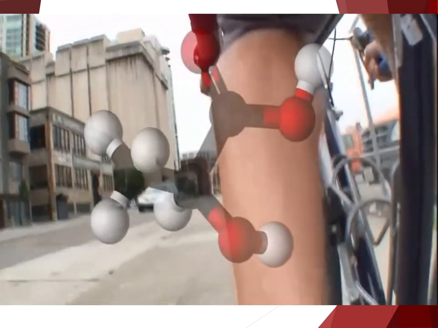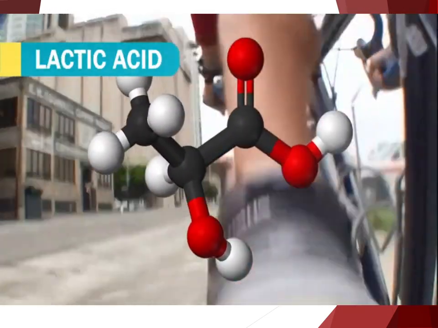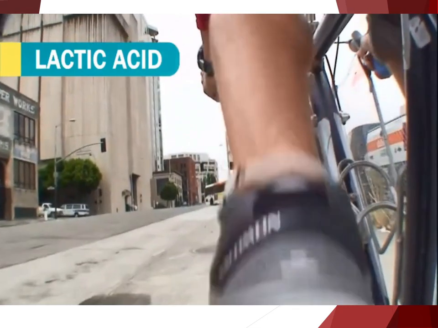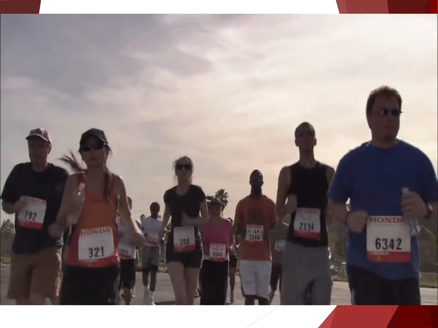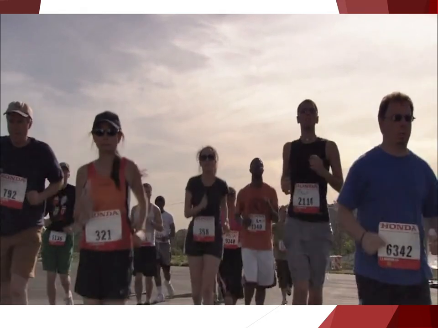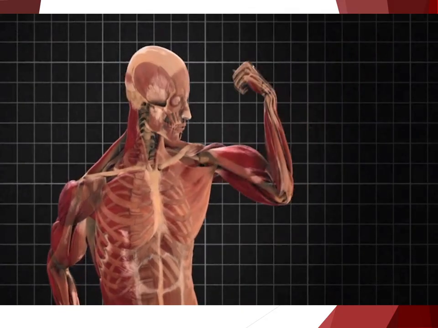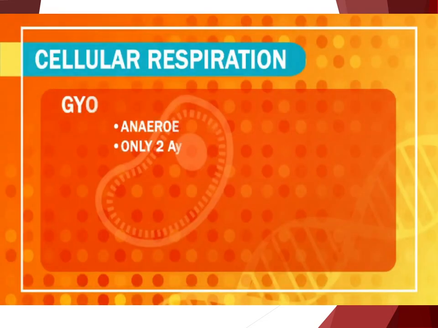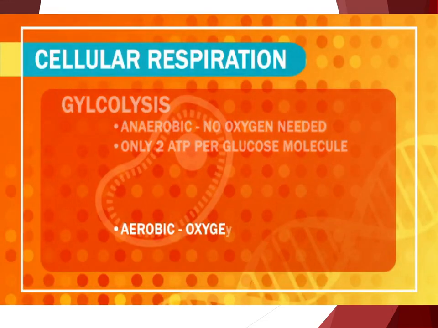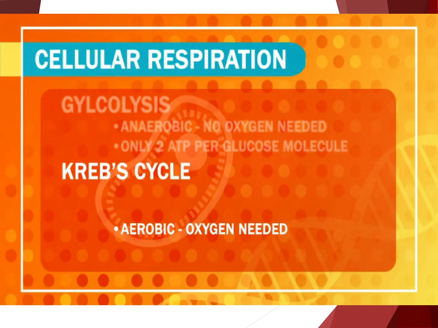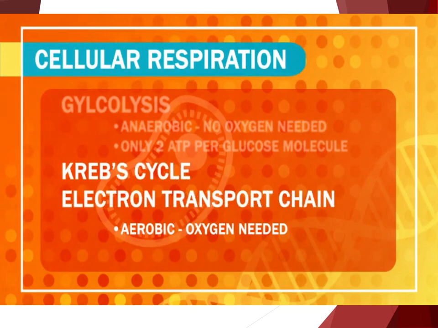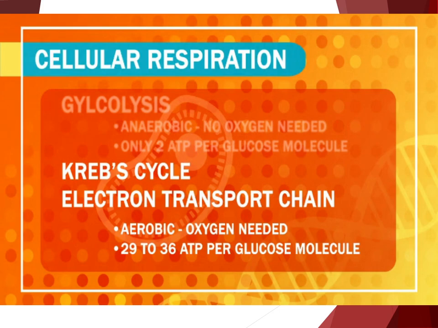In animal cells, fermentation creates lactic acid and causes a burning sensation in active muscles, a signal that not enough oxygen is present to sustain the muscle cells. If these muscle cells are exposed to oxygen, they will complete glycolysis and move to the aerobic steps of cellular respiration, the Krebs cycle and the electron transport chain, where an additional 29 to 36 molecules of ATP can be made.